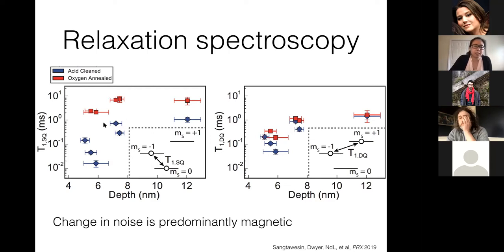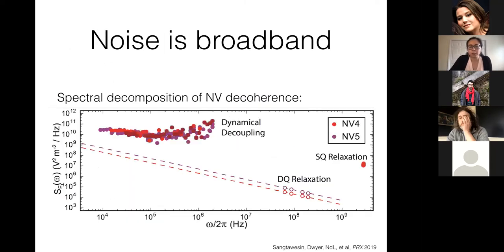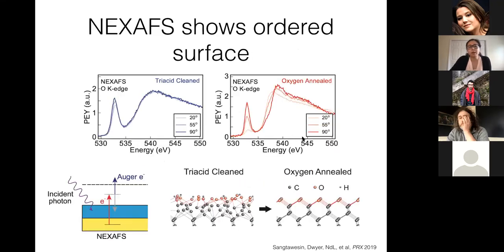And what we see is that this last oxygen annealing step gives you a very large change in the single quantum T1, but a very small change in the double quantum T1. So we can say that the change in noise is predominantly magnetic. And we can put all of these different measurements together, because they are all at different frequencies, and try to plot the relative contributions. And we see that we do indeed have a very broadband noise bath and that it is predominantly magnetic. Okay, so that's what we can learn from the point of view of the NV centers.